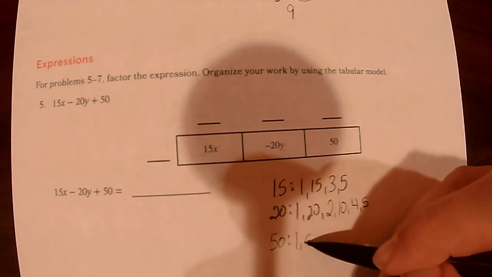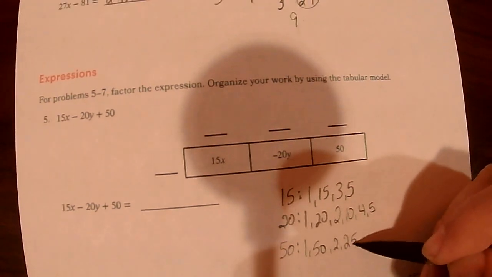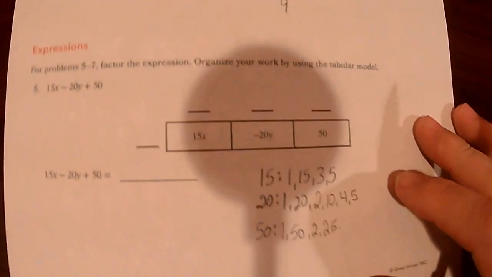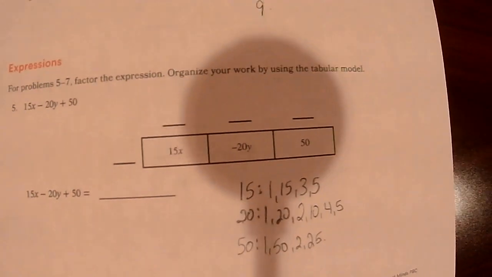We have 1 and 50, 2 and 25. 3 is not a factor of 50.